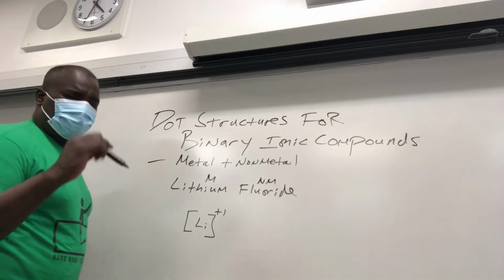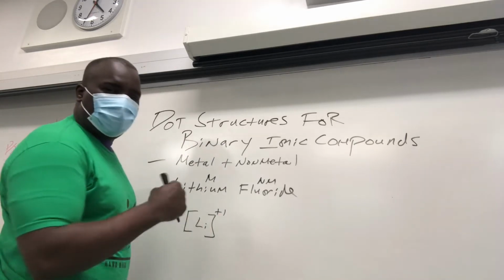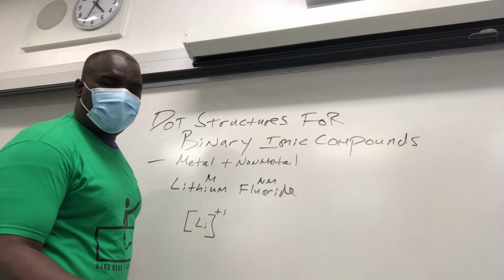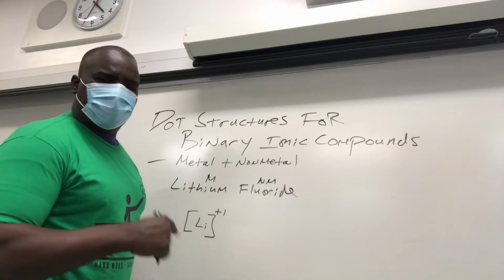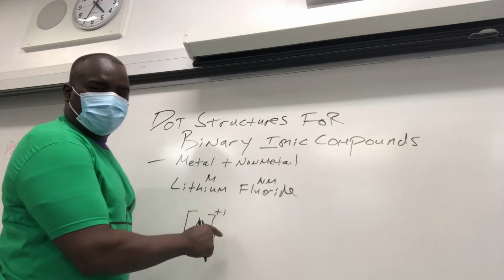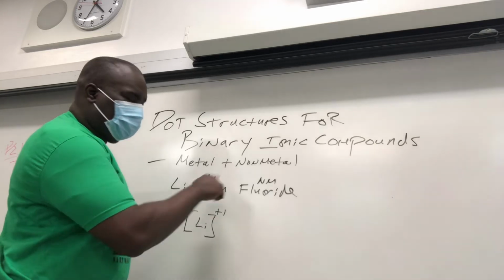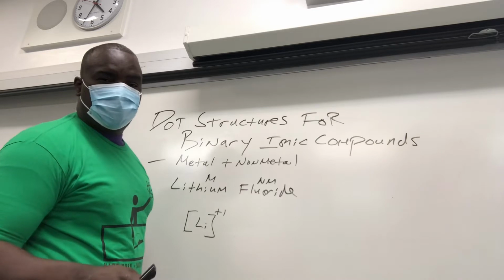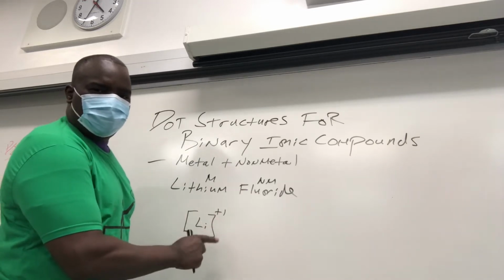Now guys, the formulas and the symbols for these are on your reference tables. If you're not sure what they are, look on Table S, the symbols are there. Don't make up a symbol, alright? Also, you can figure out the charges. Lithium has one valence electron, it loses it, and forms a +1 ion. Also, if you look at the box for lithium on the periodic table in group 1, you'll see the +1 there. So we're not making up charges, but the charges are very, very important.